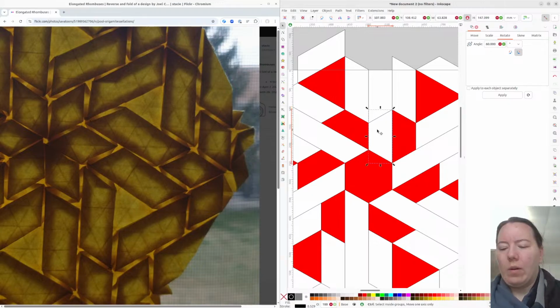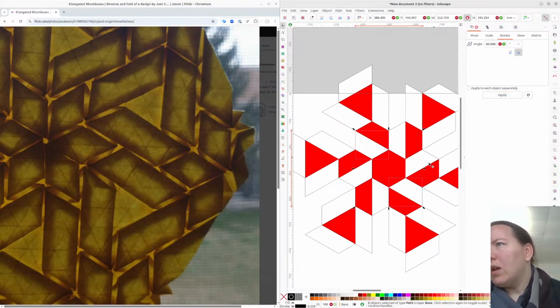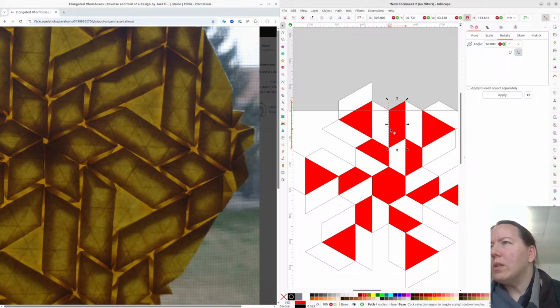So if that is a trapezoid, and that is a trapezoid, then we would have some kind of, would have to be a mixed depth rhombus in here, which we don't precisely, well, don't precisely see in the crease pattern, which is weird.